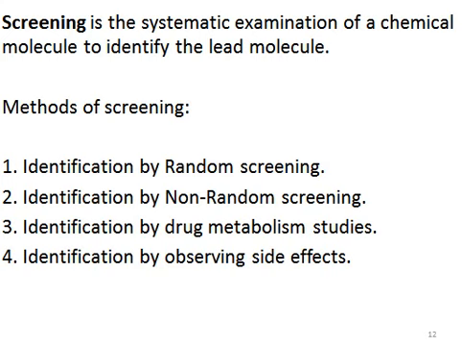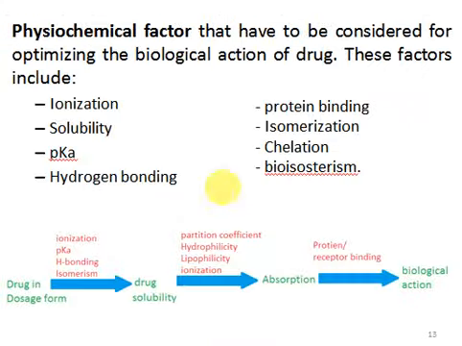Then we can identify the metabolites of the drug, see if the metabolites have some better activity or not. Then we identify the observable side effects of the drug, see if the drug has some side effects. The drug that has maximum biological activity with minimum side effect will become our lead compound, right? So this way, by observing the side effects, we can identify a lead compound.